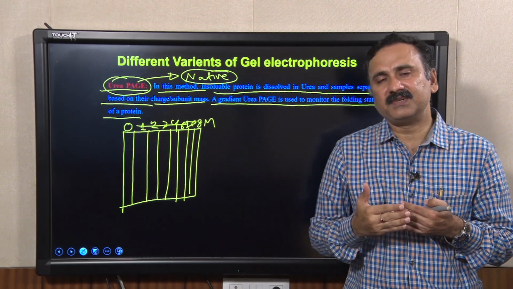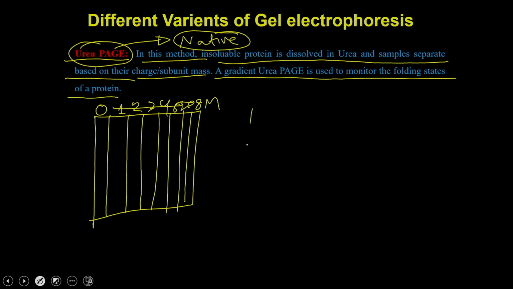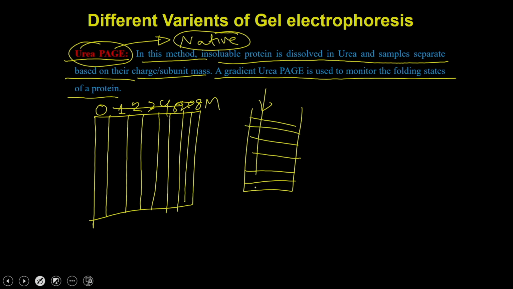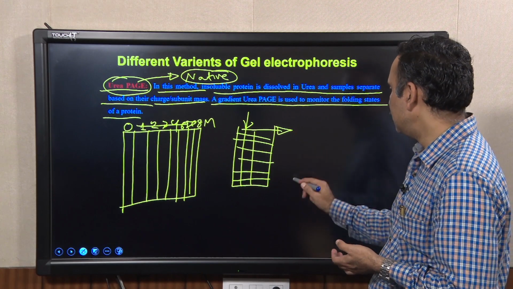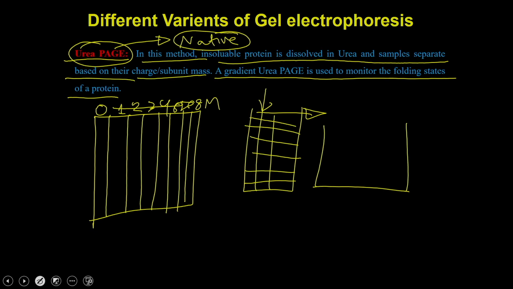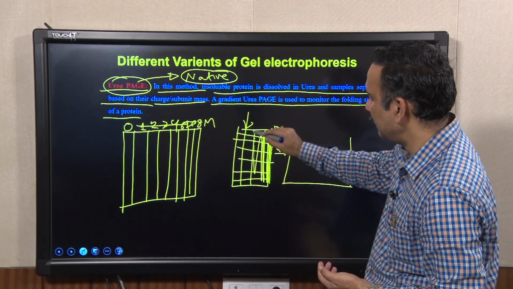So, the first question is how to prepare this kind of gradient urea PAGE. If you remember, we are always pouring from the top, and the liquid fills into this chamber like this. Because of that, you cannot generate a gradient in this direction. So, for this purpose, you first rotate this cassette in this direction. You can imagine that we have just rotated this cassette by 90 degrees, and now you start filling from this side. So, first you fill this one, then this one, then this one, then this one.